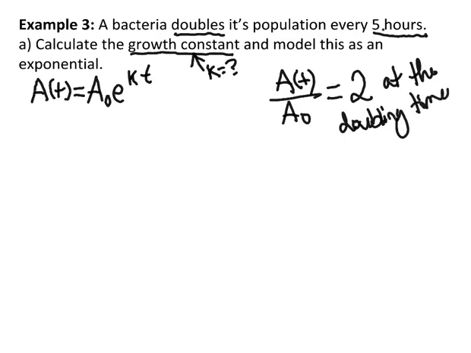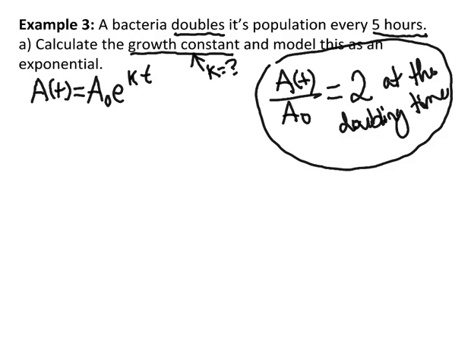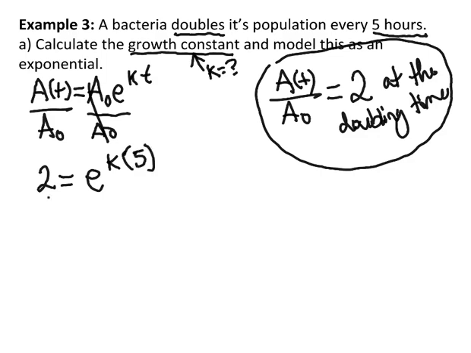So at the moment when T is 5 hours, the amount you have now divided by the amount you start with will be 2, right? Double what you start with. So let's rearrange the general equation for A of T over A0, just like we did last time. We get this here, and then you can replace the A of T over A0 with 2. On this side I have just e to the kt, but at the moment when A of T over A0 is 2, the time has to be the doubling time, which I was told was 5 hours. So I get to plug in T equals 5.